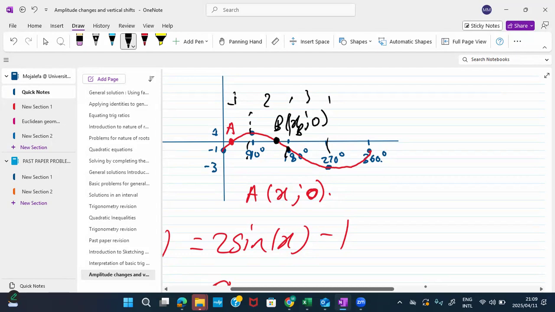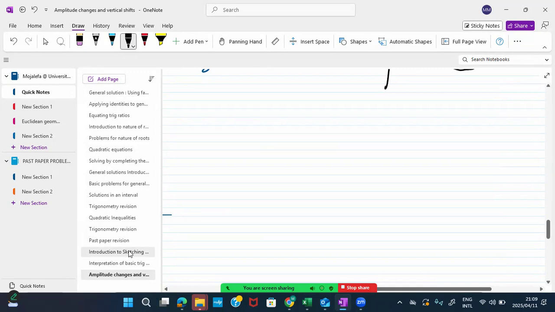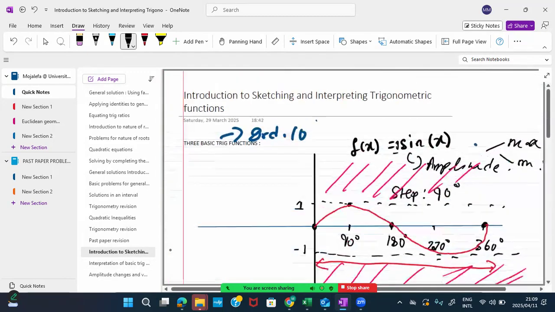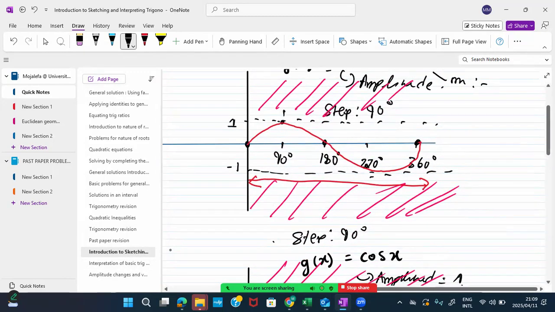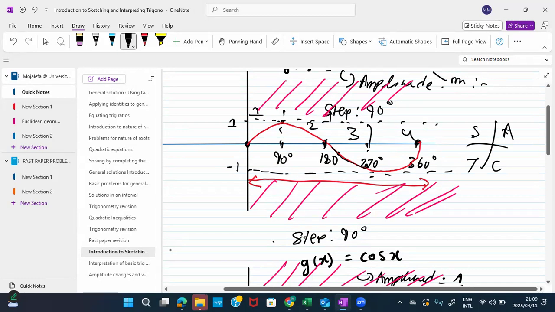I mean the original function. Sorry. If you look at this graph, my interpretation must relate to the original function. Check. This is quadrant 1, this is quadrant 2, this is 3, this is 4. So you see from quadrant 1 up to quadrant 2, sine is positive. Then when it gets to quadrant 3, it becomes negative. And that relates to the CAST diagram. It's only positive in quadrant 1 and quadrant 2, negative in quadrant 3 and quadrant 4.